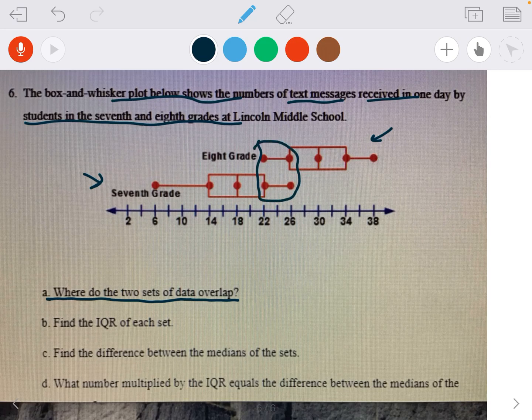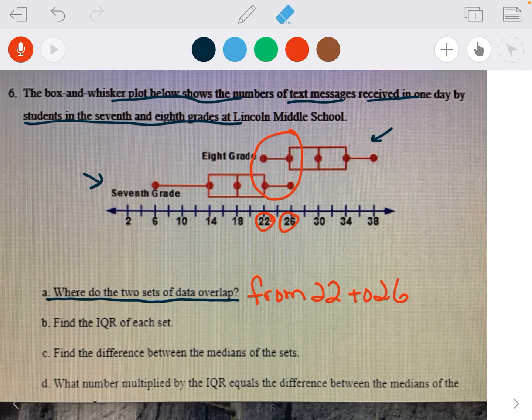I just circled it. Let me circle it in red instead. How about that? So I circled it in red. So what are those ranges? From 22 to 26. That's your answer. That's all you're doing when you're looking at this. The next question, B, says find the interquartile range of each set.